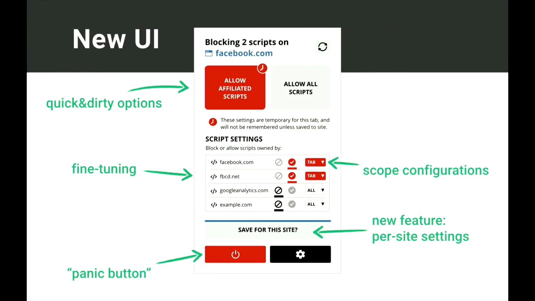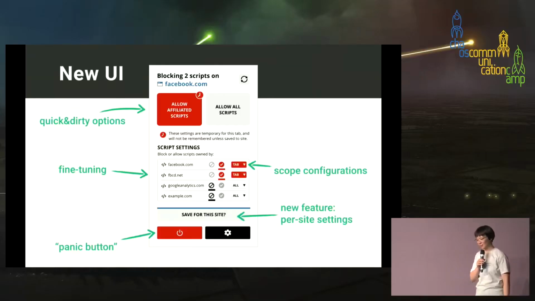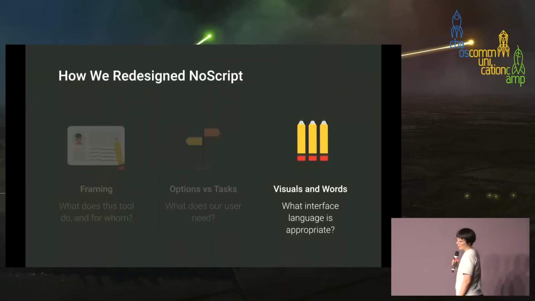We wanted to keep the panic button, the power button on the bottom left, because it felt like people sometimes just get too frustrated and wanted to quit everything. So the panic button is there if you need it. So that's kind of the core of what we did.